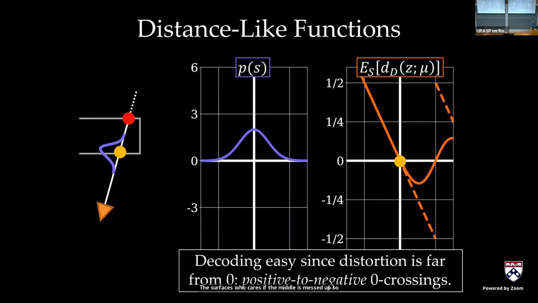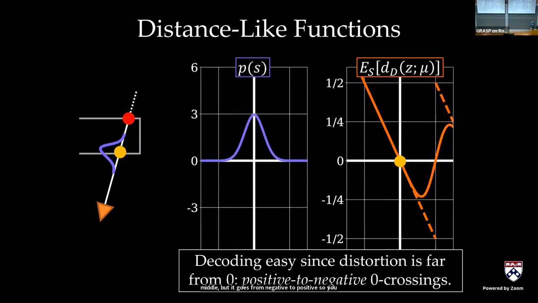So what happens is, if you actually take the uncertainty near the intersections, this is extremely stable. In the middle, it's a complete mess, but we're not worried about the middle. And if you want to find the surfaces, you just look for positive to negative zero crossings, and this is relatively easy. And you have this extra phantom zero crossing in the middle, but it goes from negative to positive, so you can filter that out very easily.